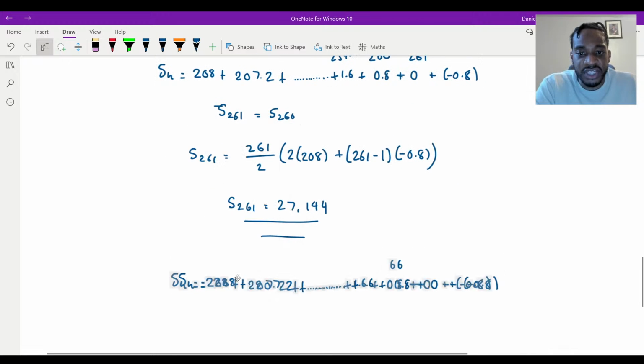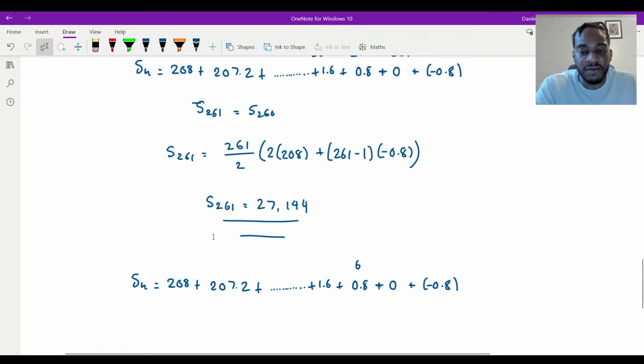We figured out that this is the maximum value, right, when we add the first 261 terms. So I'm going to write: this is the first term, this is the second, this is the third, and so on, and this is the 261st term, isn't it? We worked that out already, and this is going to be the 262nd, and so on and so forth.